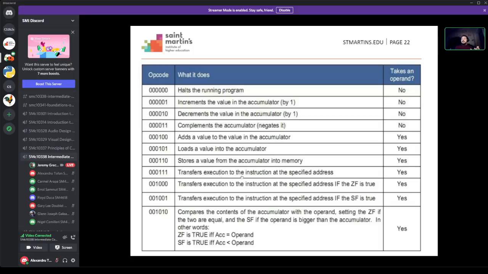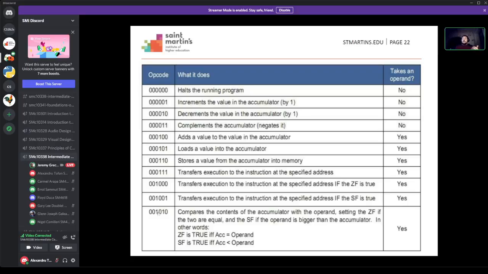7, for example, transfers execution to a different address. So essentially, we're going to continue executing from the next instruction specified by a particular address, and that is going to need an operand. All right. The value 8 will transfer execution to a specified address if the 0 flag is set to true. And again, that is going to need an operand. The value 9 is going to transfer execution to an instruction specified by the address if the sign flag is set to true.